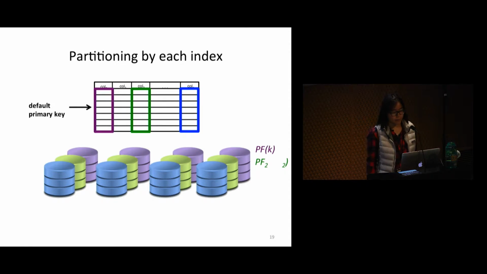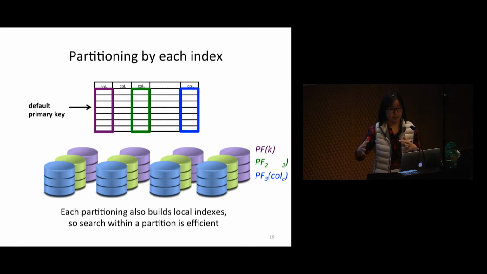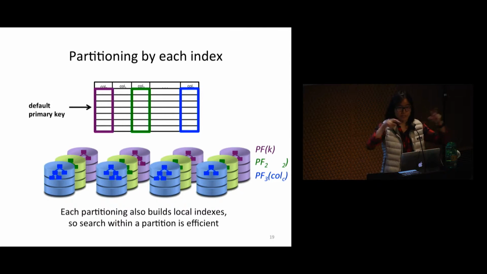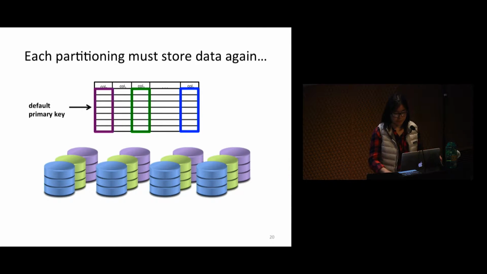And you might also want to build local indexes at each partitioning so that you can make a local lookup fast. But again, that's really a minor thing. What we want to do is narrow down the partitions that we actually have to visit. OK, but now we have a problem. Each partitioning needs to store the data again because it's a complete repartitioning of the data. So you can't have pointers into another partitioning of the data. And this obviously creates storage overheads.